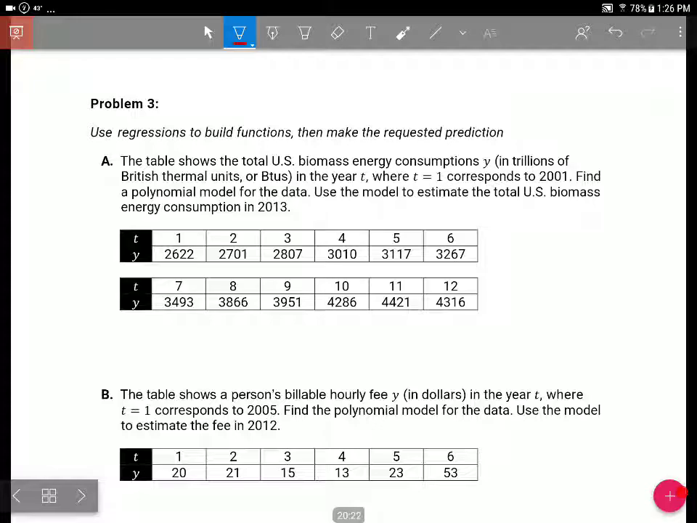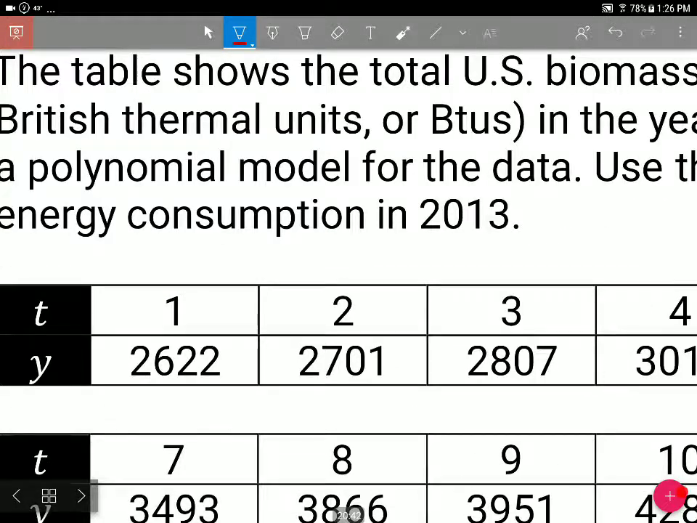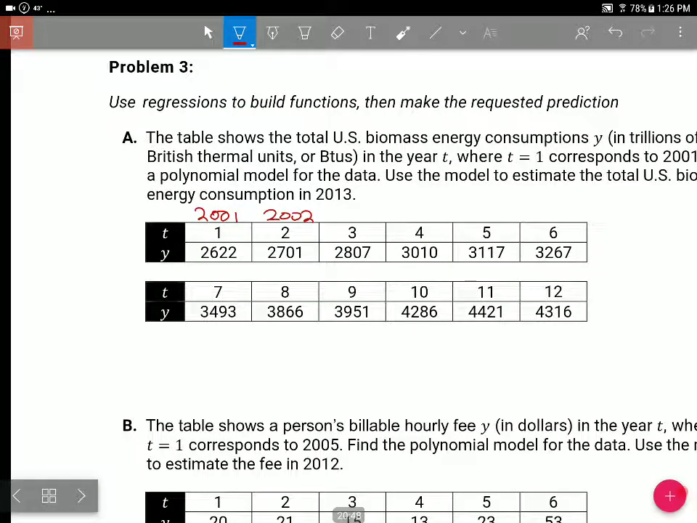Build a function and make the requested prediction. The table shows the U.S. biomass energy consumption in trillions of British thermal units, BTUs, in the year T, where T equals 1 corresponds to 2001. So first thing I'm going to do is make sure I know that 1 is 2001, 2002, so on and so forth. I'm not going to write them all out, but that way I don't forget that.